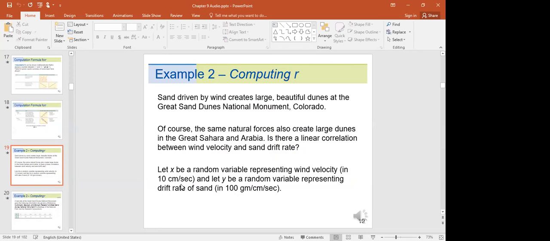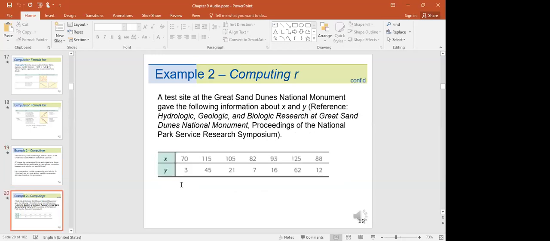Sand driven by wind creates large, beautiful dunes in the Great Sand Dunes National Monument, Colorado. Of course, the same natural forces also create large dunes in the Great Sahara and Arabia. Is there a linear correlation between wind velocity and sand drift rate? Let x be a random variable representing wind velocity, and let y be a random variable representing drift rate of sand. A test site at the Great Sand Dunes National Monument gave the following information about x and y.